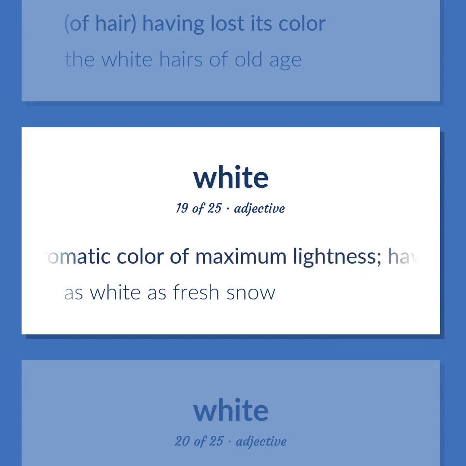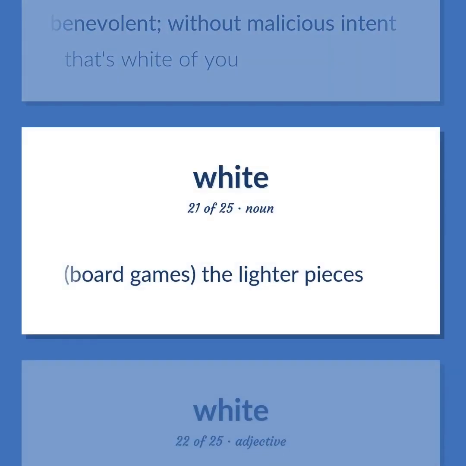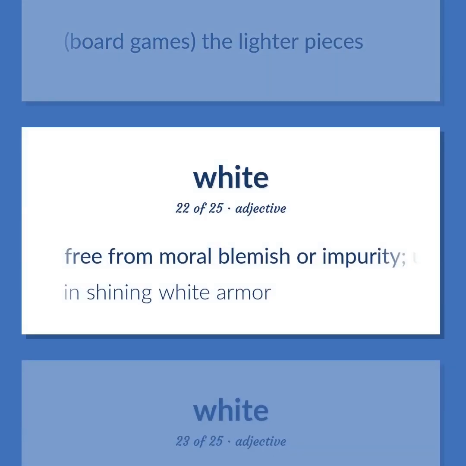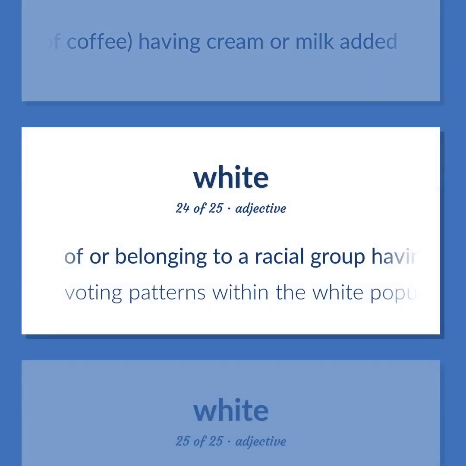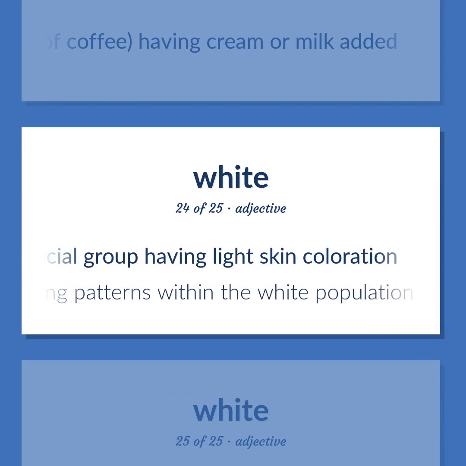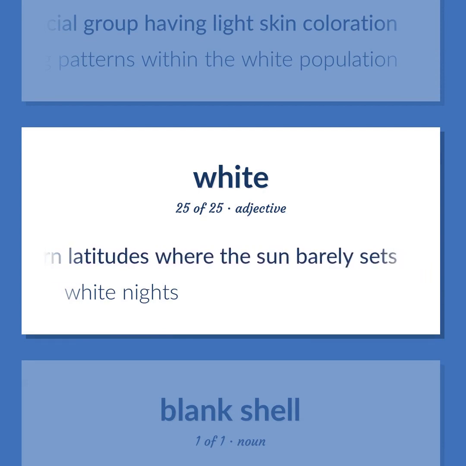Being of the achromatic color of maximum lightness, having little or no hue owing to reflection of almost all incident light. As white as fresh snow. Benevolent, without malicious intent. That's white of you. Board games, the lighter pieces. Free from moral blemish or impurity, unsullied. In shining white armor. Of coffee, having cream or milk added. Of or belonging to a racial group having light skin coloration. Voting patterns within the white population. Of summer nights in northern latitudes where the sun barely sets. White nights.